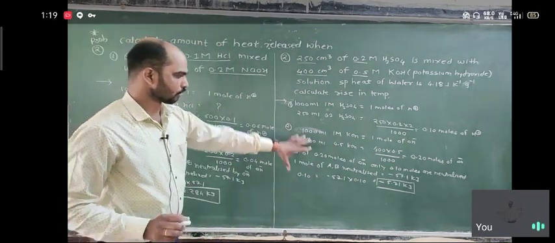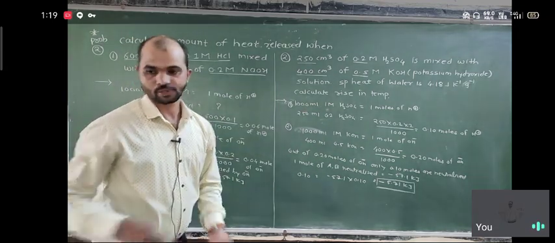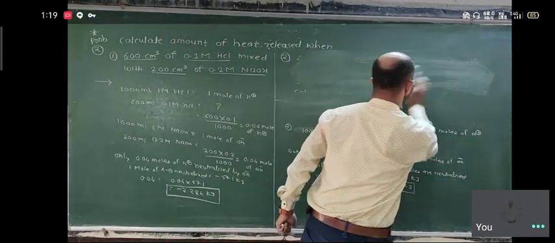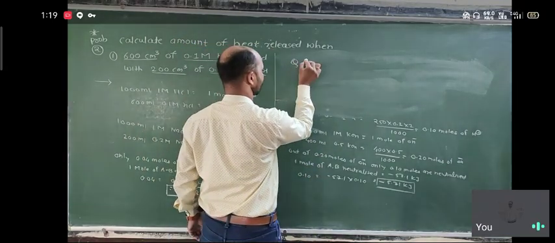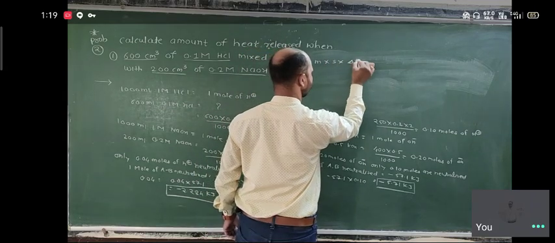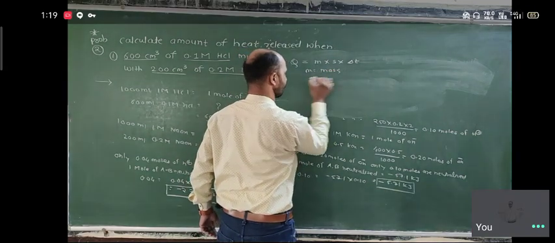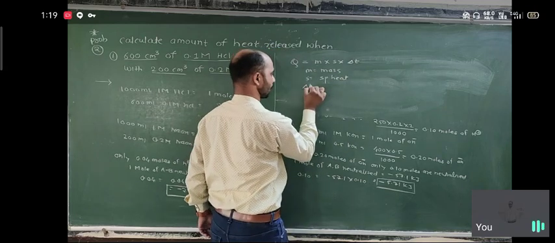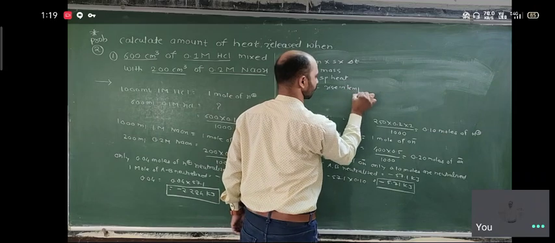So once we know the energy evolved, then we can calculate the rise in temperature using the formula, and you already know the formula: Q is equal to M into S into delta T. M means mass, S is specific heat, delta T means change in temperature, means rise in temperature.